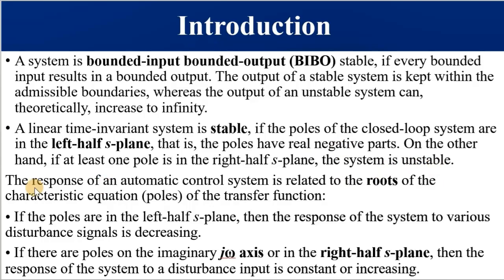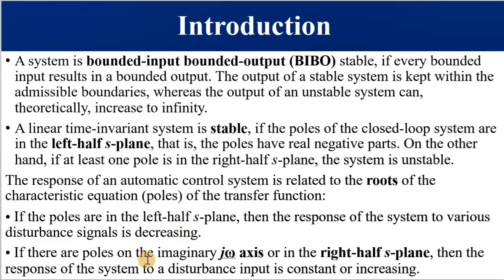Please take note. We are saying the response of an automatic control system is determined by the roots of the characteristic equation. You remember, the denominator of the transfer function. If the poles are in the left hand side of our S plane, then what does that mean? It means that the response of the system to various disturbance signals or to various inputs is decreasing.